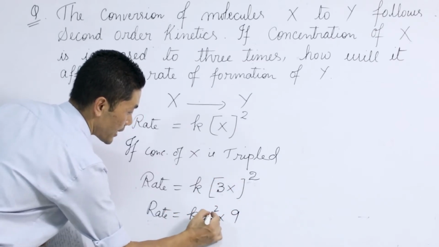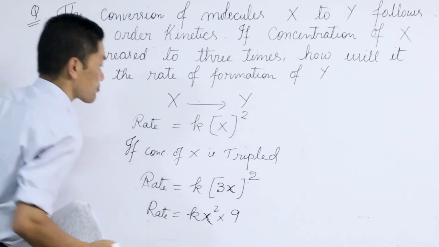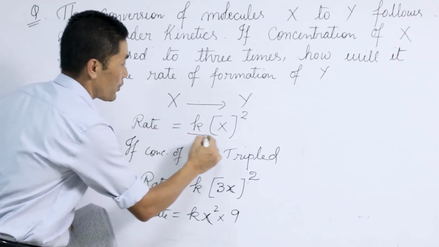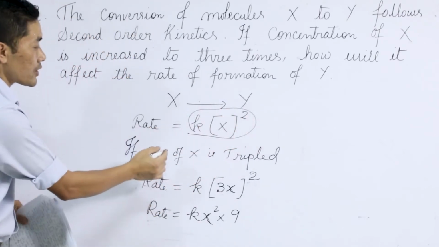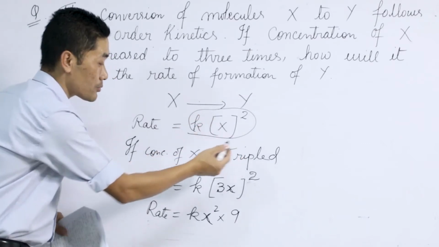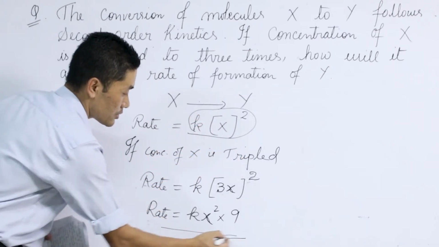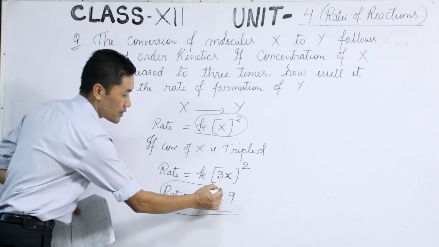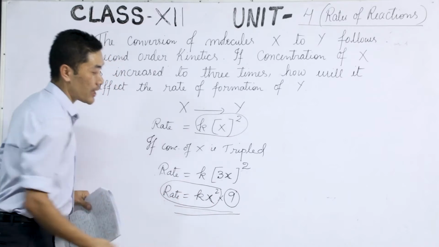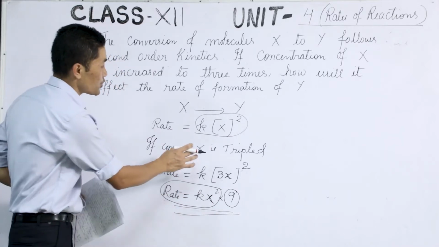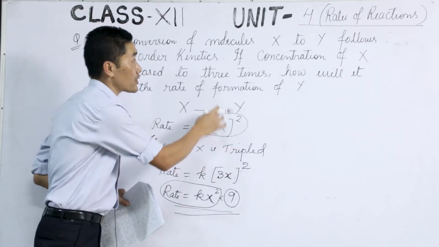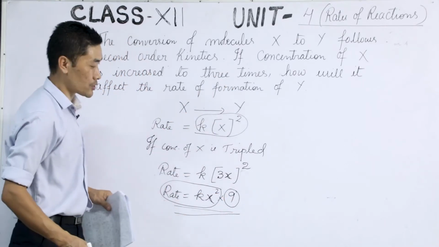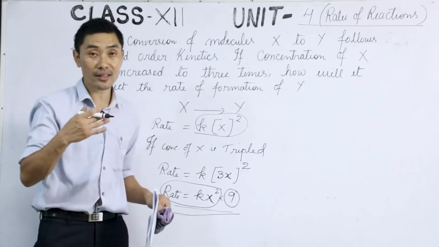Let us write X like this. Rate was this much, K into X square. After the concentration is tripled or increased by 3 times, the rate becomes this much. So rate was this much, now it is multiplied by 9. That means if the concentration of X is tripled, then the rate is increased by 9 times. So the rate becomes 9 times faster.